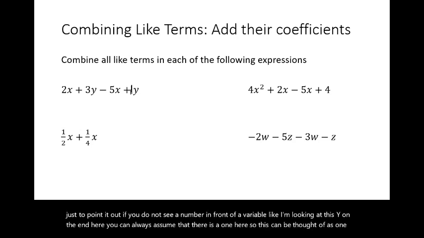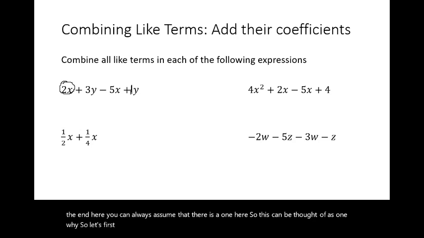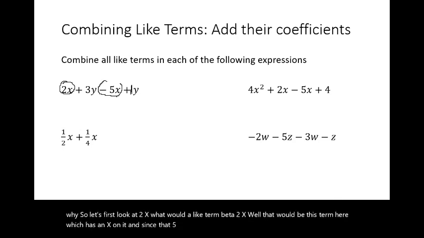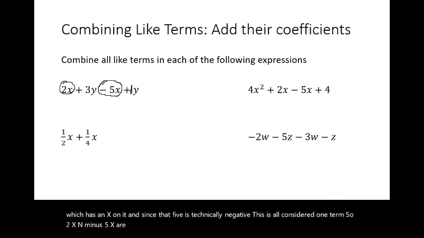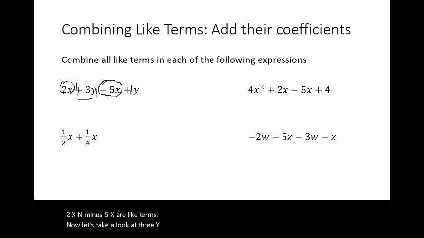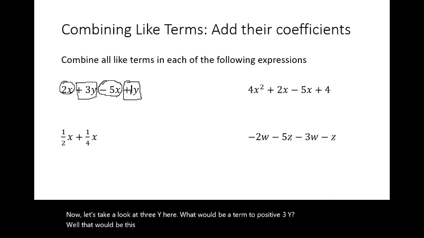So let's first look at 2x. What would a like term be to 2x? Well, that would be this term here, which has an x on it. And since that 5 is technically negative, this is all considered one term. So 2x and minus 5x are like terms. Now let's take a look at 3y. What would be a like term to positive 3y? Well, that would be this positive 1y right here. So 3y and 1y are also like terms.